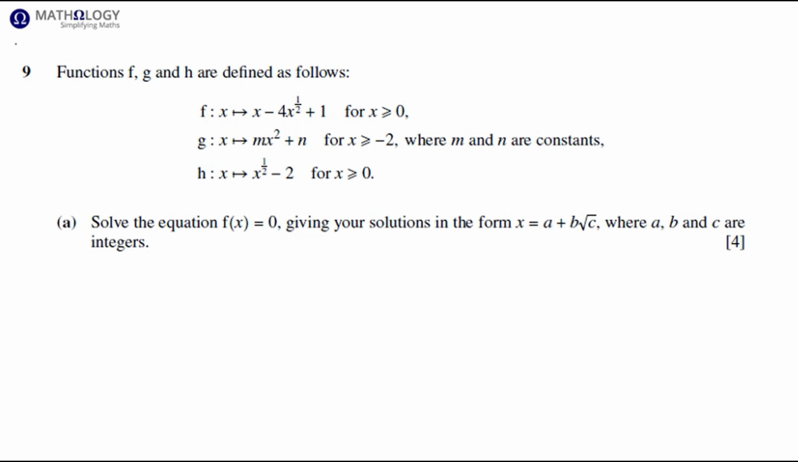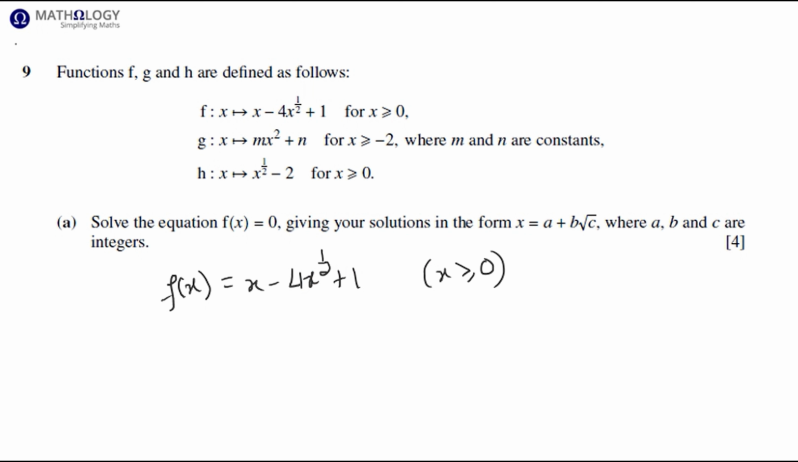Question 9. Functions f, g, and h are defined as f of x equals x minus 4x to the half plus 1, g of x equals mx squared plus n, and h of x equals x to the half minus 2. We're required to solve the equation f of x equals 0, giving the solution in the form x equals a plus b root c, where a, b, and c are integers. So f of x equals x minus 4x to the half plus 1. X is greater than or equal to 0.